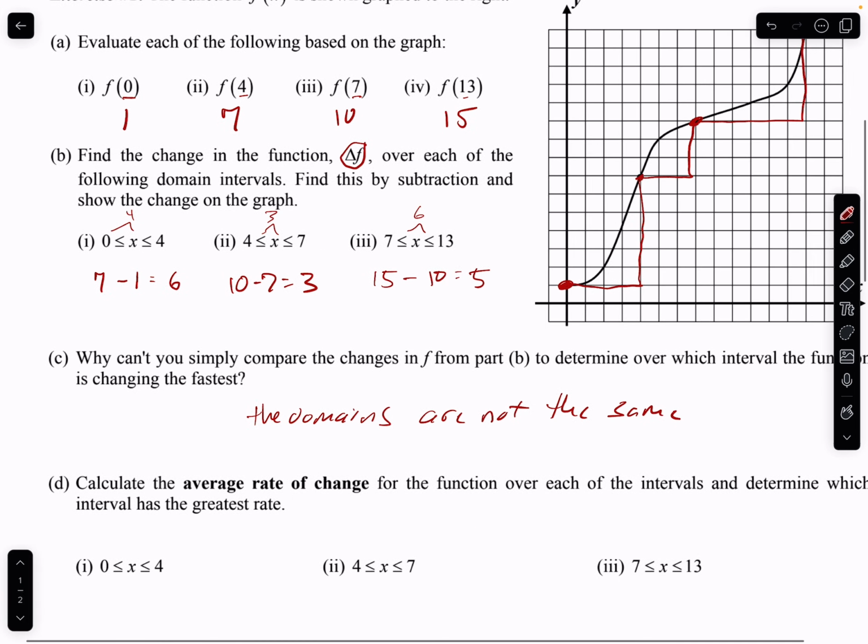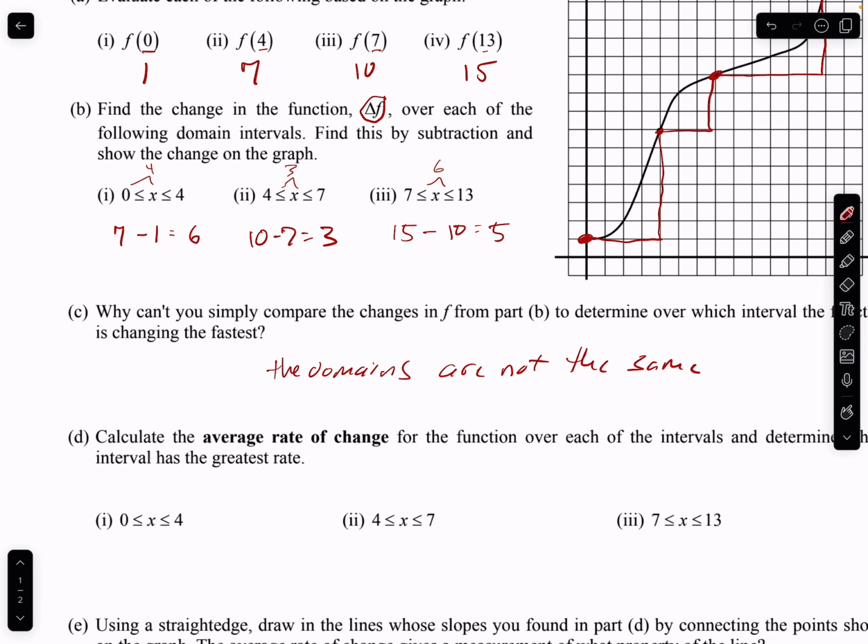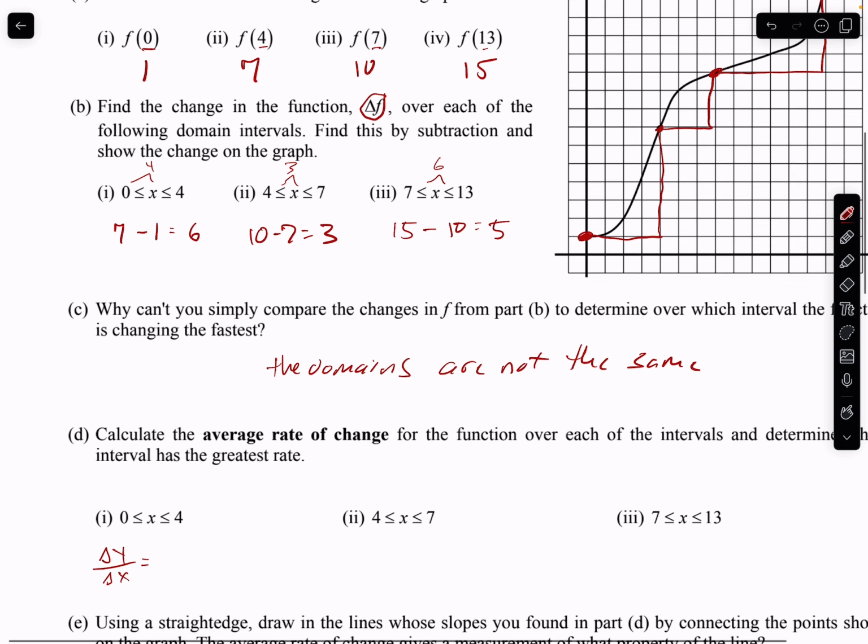Okay. So what we're going to need to do is calculate the average rate of change, and that's the change in the y over the change in the x. So what we can do here, the change in the y is going to be 6, and then the change in the x here is 4. So you would write change in the y would be 6, change in the x would be 4, right? So we would get 6 over 4, which would simplify to 3 over 2.